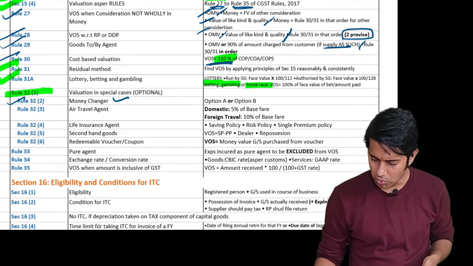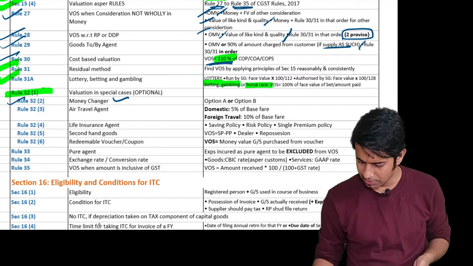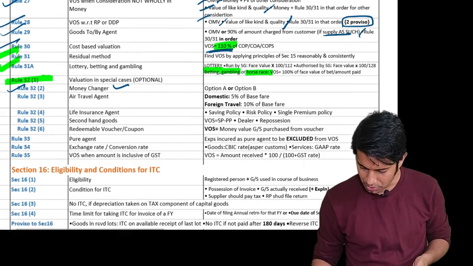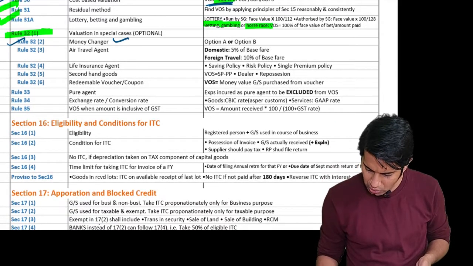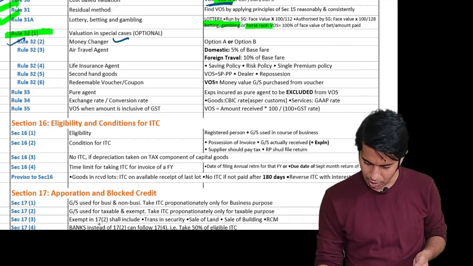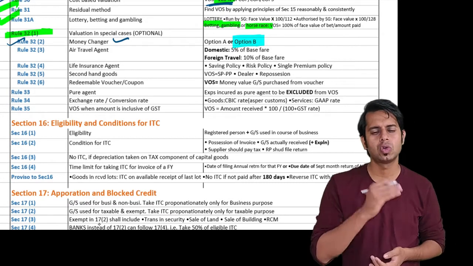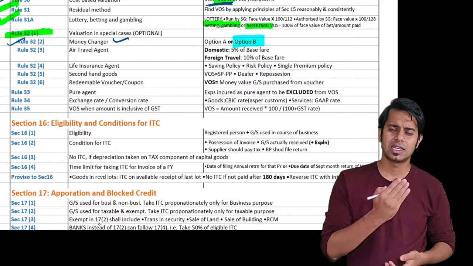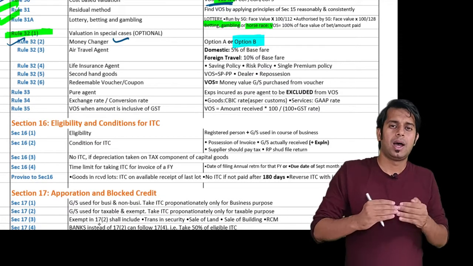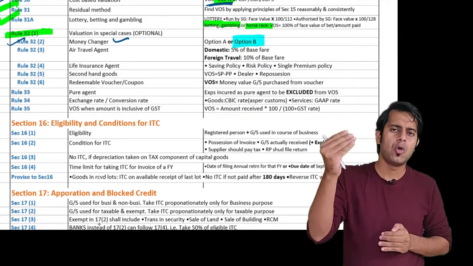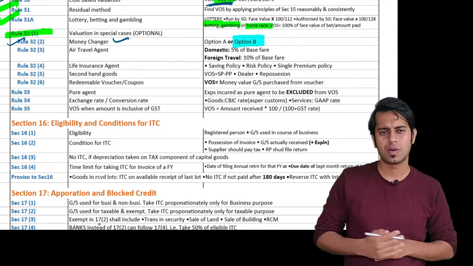Sir, what is this option 2? You are telling that there is something called option 2 also. What is this option 2, sir? Option 2 is option B, sorry. There is option B also for a money changer. In case of a money changer, option B is based on the amount which is exchanged. Based on that, the value of supply will be determined.